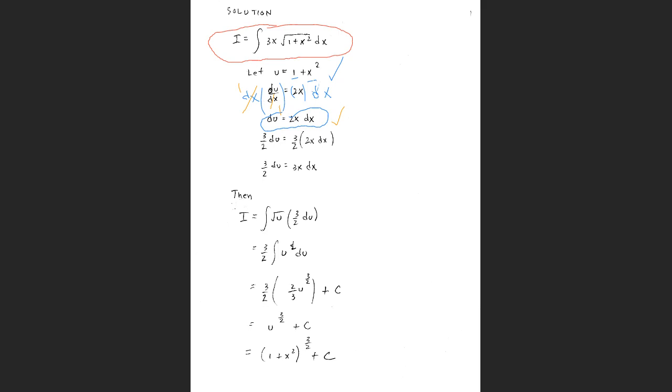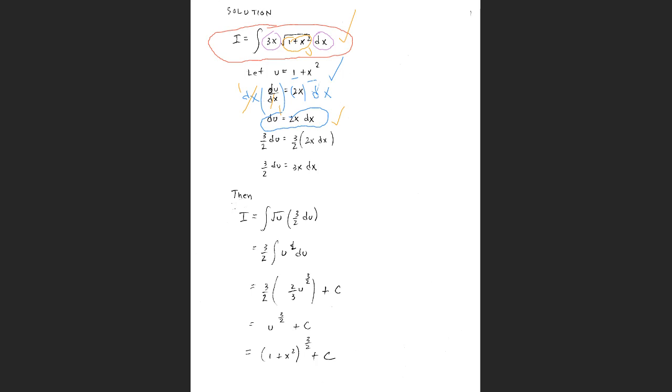Now what am I trying to do here? Let me go back a little bit and tell you what I'm trying to do. I'm converting this integral, which is an integral with respect to x, to an integral with respect to u. So the 1 plus x squared is going to equal u. But I still have this 3x times dx that I have to worry about.